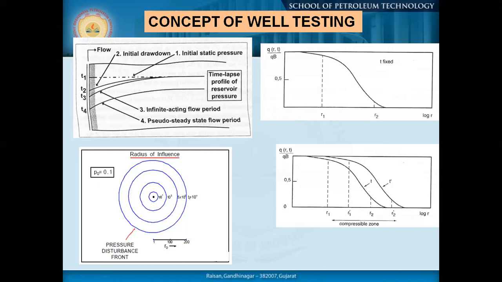Sir, QB. What is QB? Yes, sir. QB, you see, what is BO? BO is the reservoir volume by what? Your reservoir volume by stock tank volume? Yes, sir. Okay, so the Q is the production at the surface.